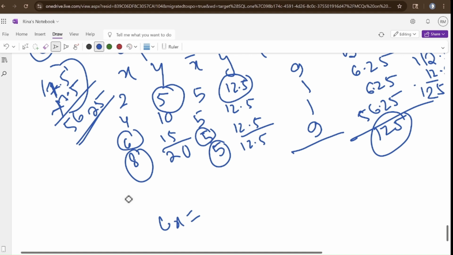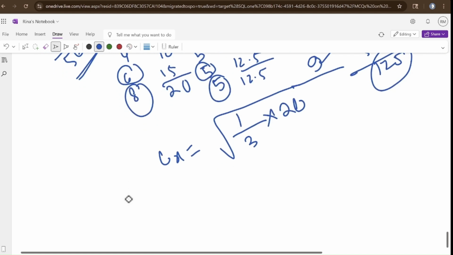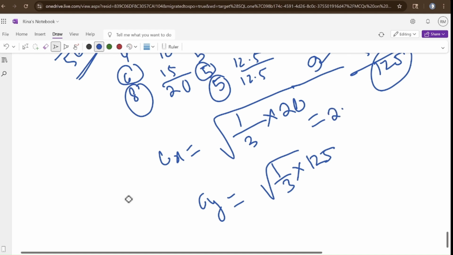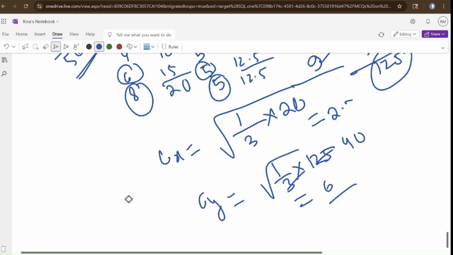So sigma x equals root over 1 by n minus 1 times the total calculation, 18, 20. So 20. Okay. And for sigma y, this is root over 1 by 3 into 125. Fine. So this is 6, root over 6 is around 2 point something, and here 40, so 6 point something. Okay, so we have got sigma x and sigma y.